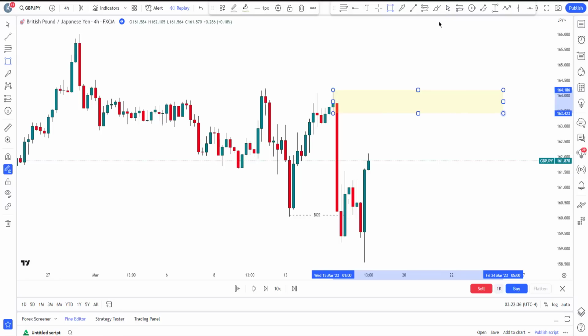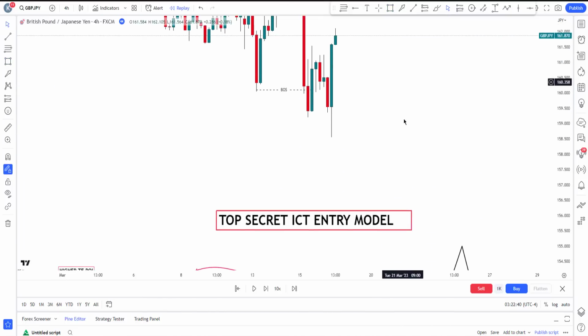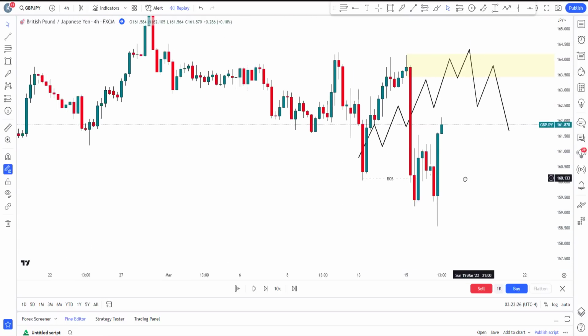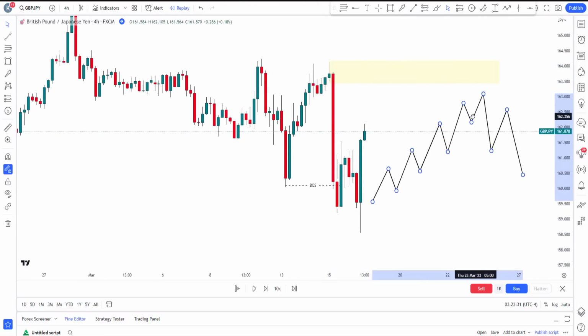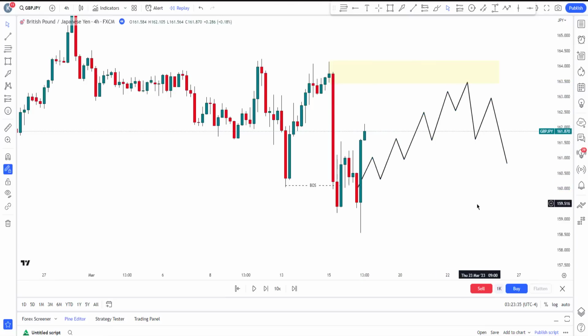Okay, and now this is where this concept comes in. Let me show you that particular movement that I just sketched right here. So I just dragged this sketch to this place. So this is what we want to see happen before we can take a trade.